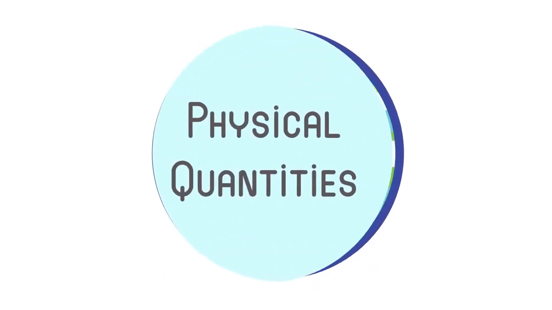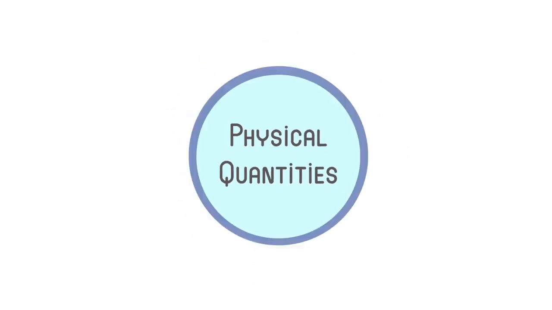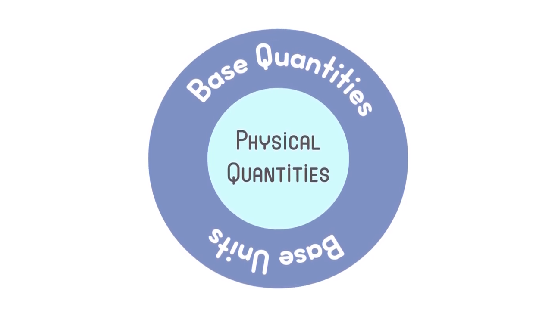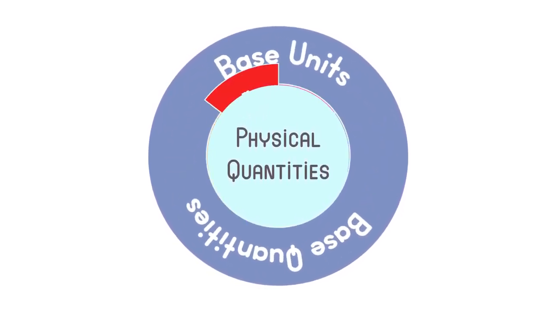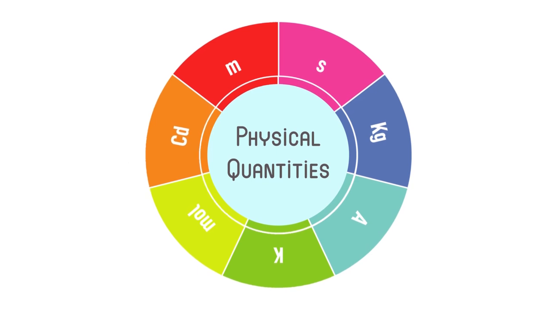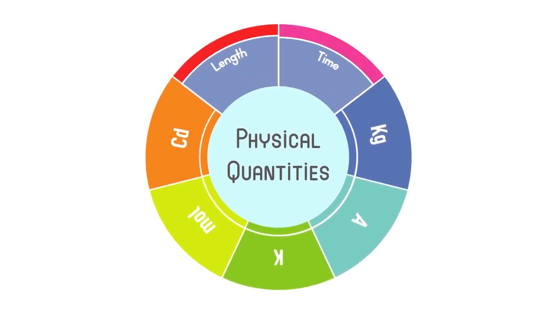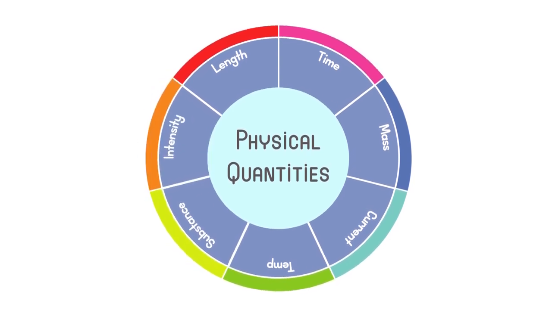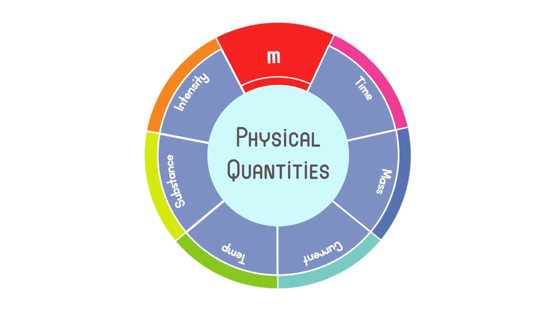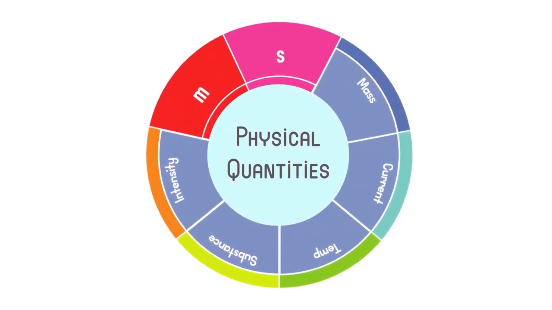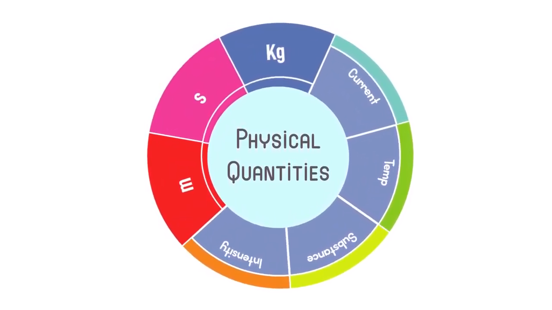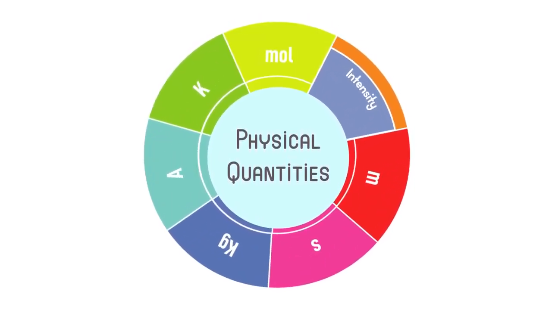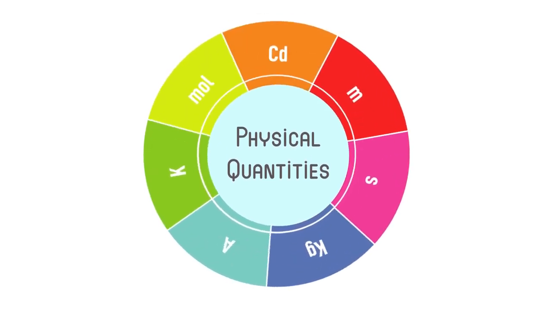Now, coming back to the base and derived quantities, we have understood about these quantities. Now, we will have a look at the units in which these are measured. Base units. The units used to measure base quantities are called base units. We now know that base quantities are 7 in number. But in what units are these quantities measured? Well, length is measured in meter, time in second, mass in kilogram, electric current in ampere, temperature in Kelvin, amount of substance in mole, and intensity of light in candela.